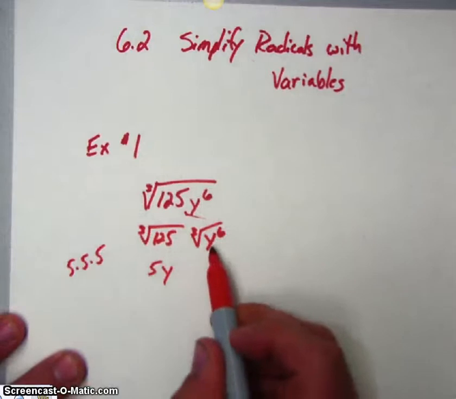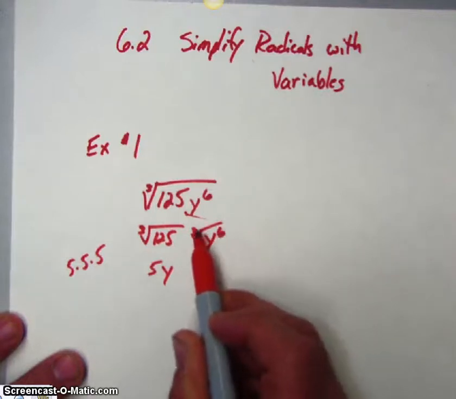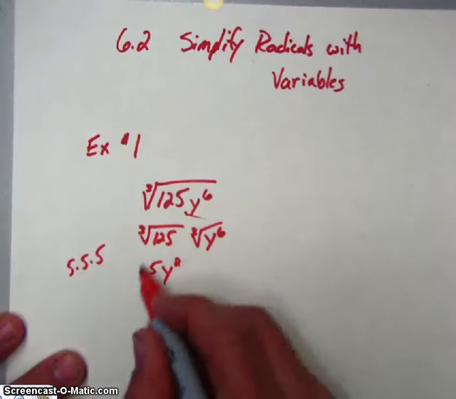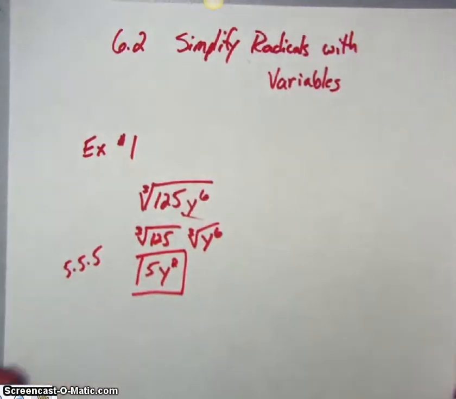Alright, and the second one, y to the 6. Now remember, this is a variable now, so you're going to take the exponent, 6, and you're going to divide by the index, 3. So 6 divided by 3 is 2. And there's your answer. That's a radical being simplified. Alright, so let's look at one more example.